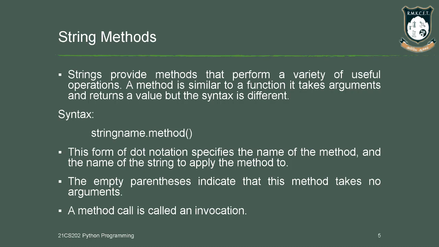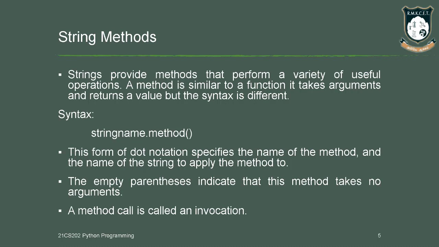Clear? Here the syntax is that you have to provide the string name, then a dot, and then you use the method. This dot notation is followed by the name of the method, which is the operation we are going to do on that particular string. The empty parenthesis near the method indicates that we are not passing any arguments.